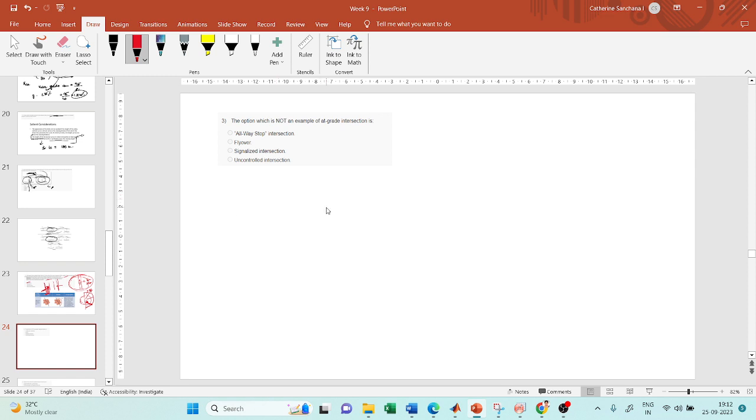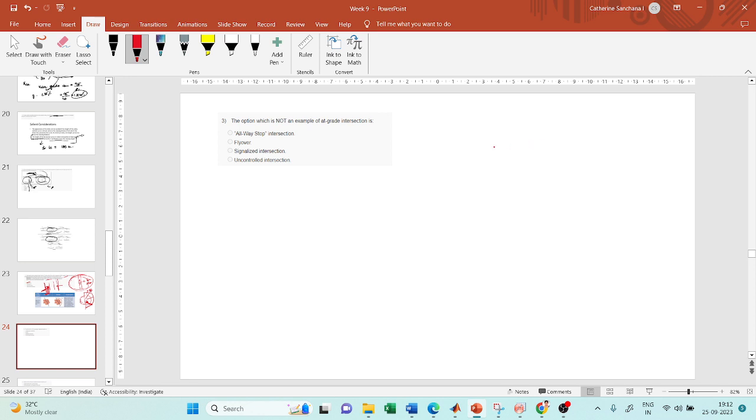Okay, from here on we will be seeing only about intersections and interchanges. Now let me give a brief outline about intersections, and then we will move on to the problems. So what is an intersection?